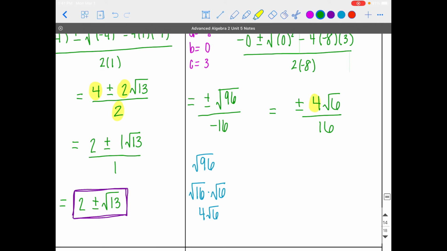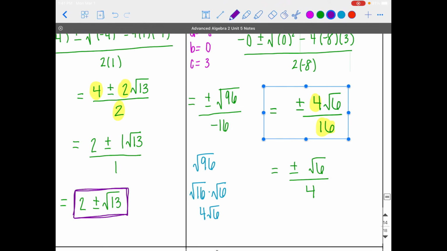All right, so this 4 and the 16, we can divide both of those by 4, leaving us with plus or minus 4 divided by 4 is just 1. So we have square root of 6 over 4. And that's the final answer.